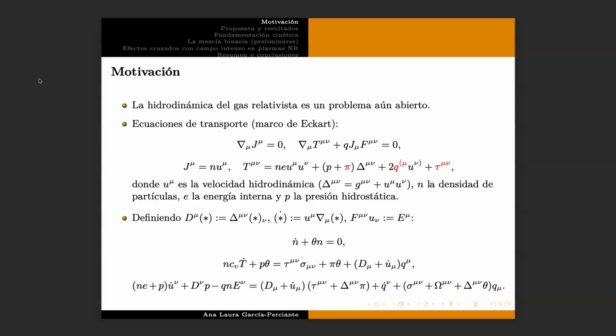So if we introduce this decomposition, this 3+1 decomposition, in the balance equations, we obtain a set of hydrodynamic equations for the dissipative case. The first one is the continuity equation, which we are very used to, and in the relativistic case it has exactly the same structure as in the non-relativistic case.